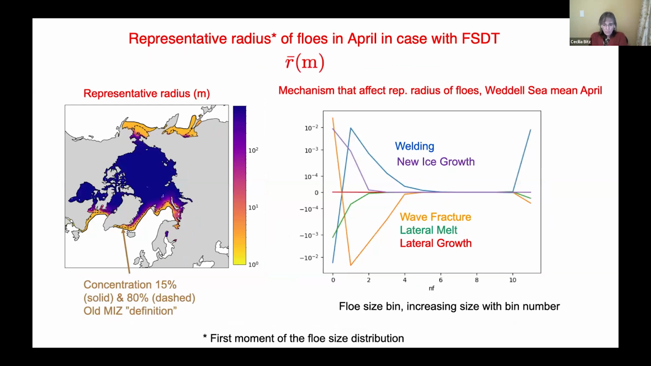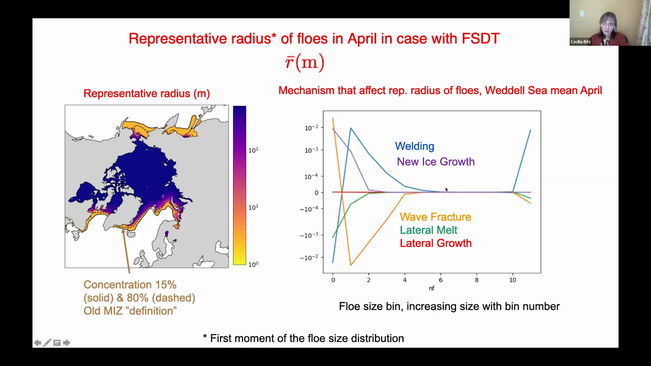Wanted to just talk a little bit now about the basic terms that give rise to the radius that we simulate. The image on the left is the average radius at a given point, which we call a representative radius. It's the first moment of the flow size distribution. And of course, I've also added the old definition of the marginal ice zone. This was discussed at length yesterday, and how those do differ. You don't really see small flows only in the marginal ice zone. Sometimes they exist within the ice pack further in.